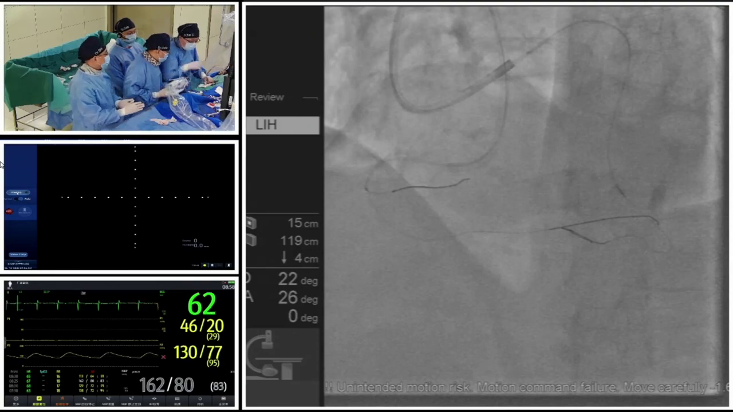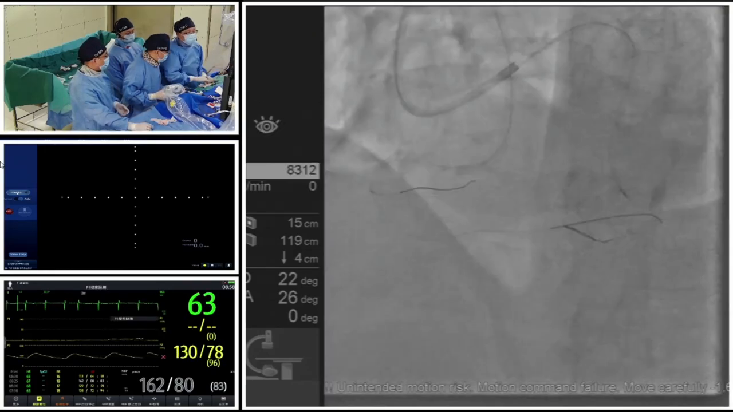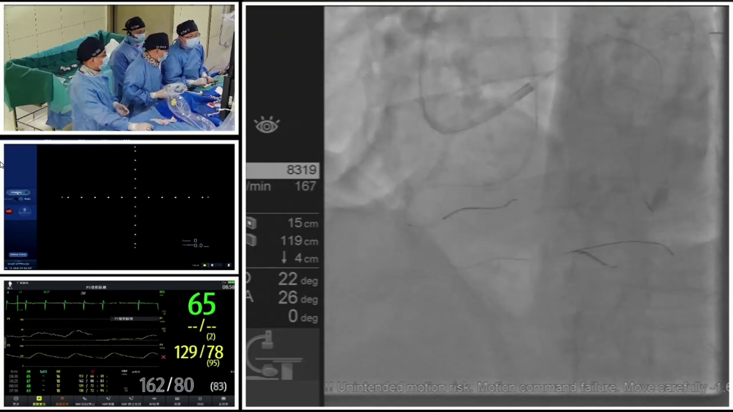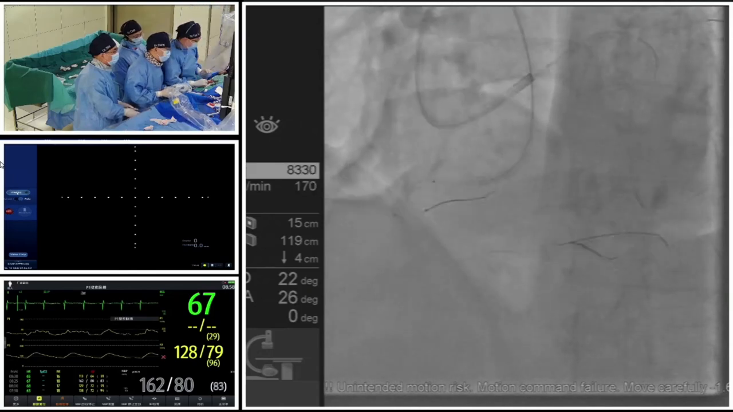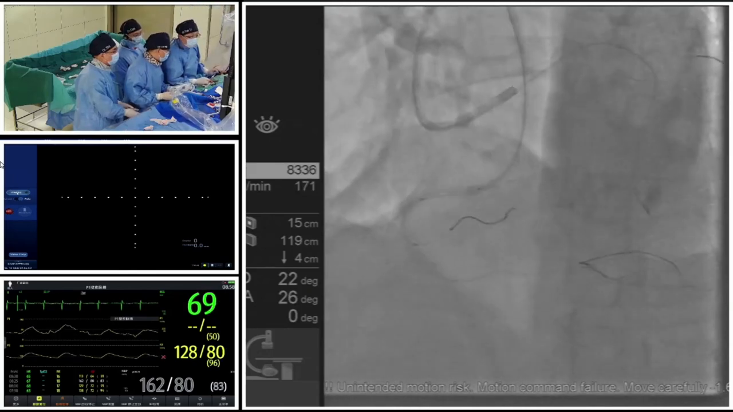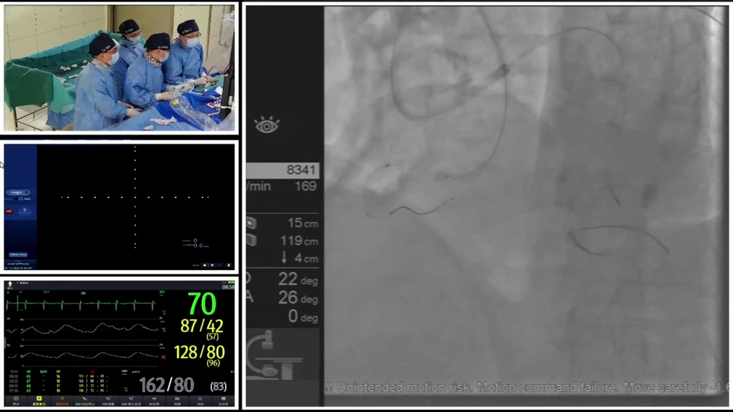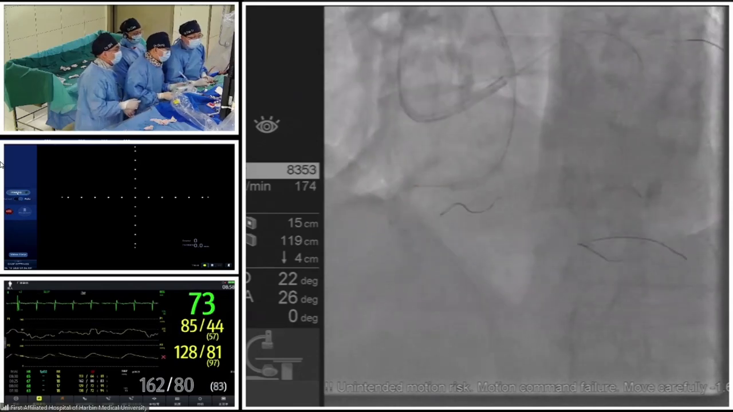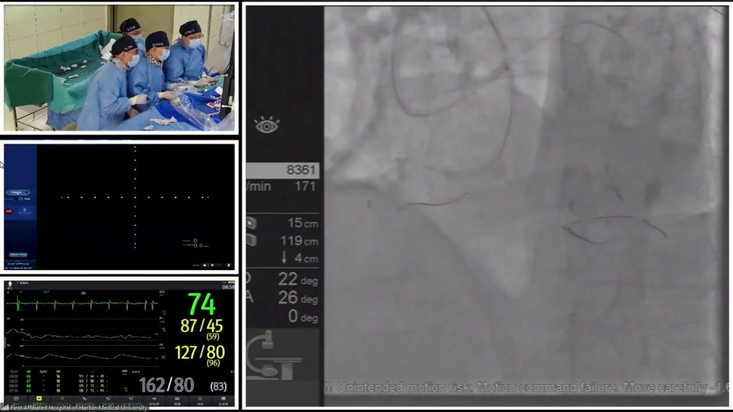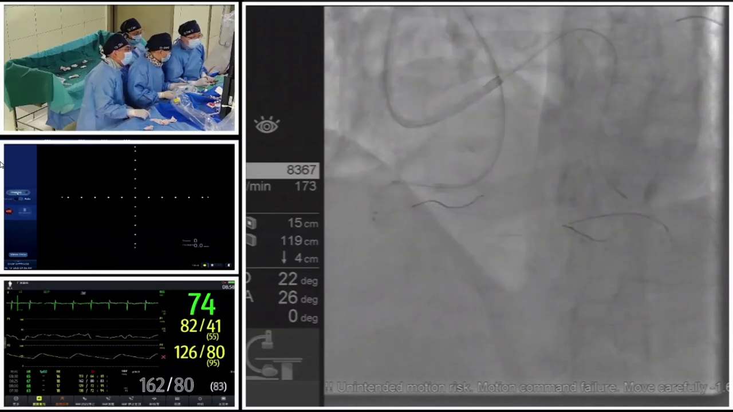The crossability of the IVUS catheter when reused does decrease. The stiffness and also the flexibility of the catheter are reduced after several attempts. Maybe it's because of the material of the after sheath. But I think we will make some progress.